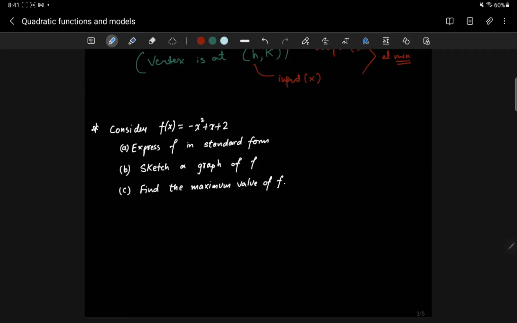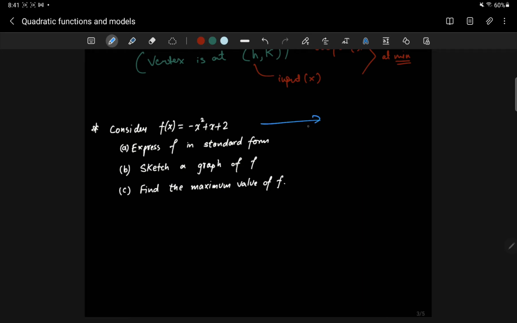Hi everyone. We're going to look at some more examples with quadratic equations or quadratic functions and looking at their graphs, interpreting the graph, finding the maxima and minima. And for that we're going to utilize what is called the standard form.